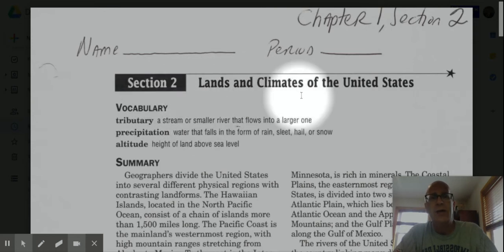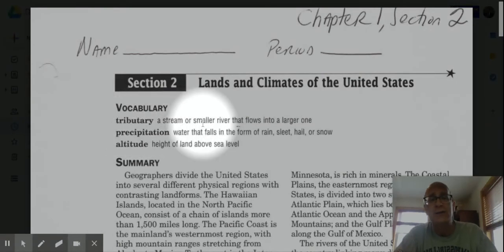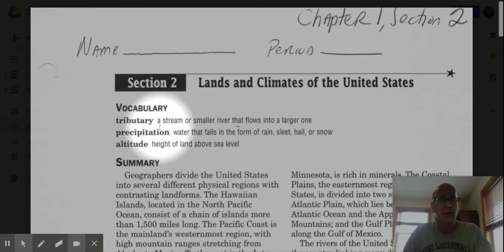Let's look at our vocab terms first. We've got 3 that appear on the worksheet. There are 8 terms altogether for this section that you'll need to be familiar with for your quizzes. The rest of the vocab terms can be found on the Quizlet deck, Chapter 1, Section 2 Quizlet, and also that Quizlet deck will be posted on your class feed along with today's screencast. Let's look at the vocab terms.